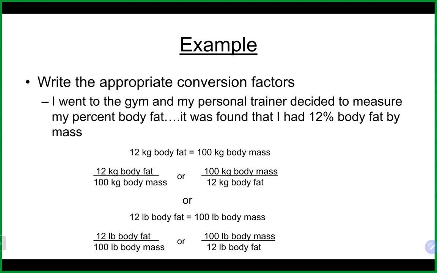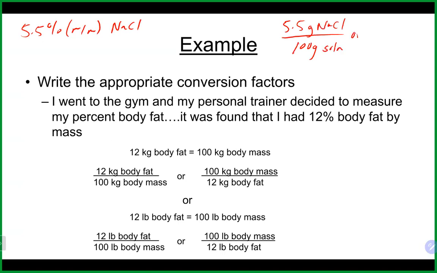We could also, for example, if you had a solution that was 5.5% by mass sodium chloride, what that would mean, in this case, is you have 5.5 grams of sodium chloride per 100 grams of solution. Or again, you can use it in the opposite way: 100 grams of solution would have 5.5 grams of sodium chloride. The m/m means mass to mass percent, and that's how we know it's grams and grams that we're talking about in terms of units.